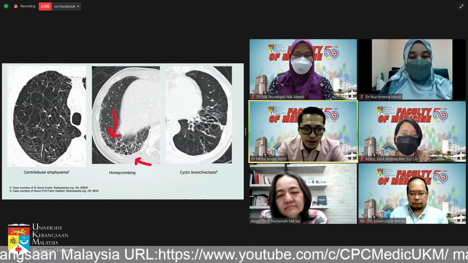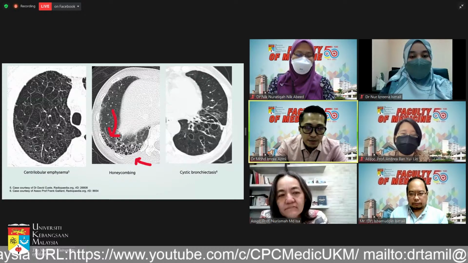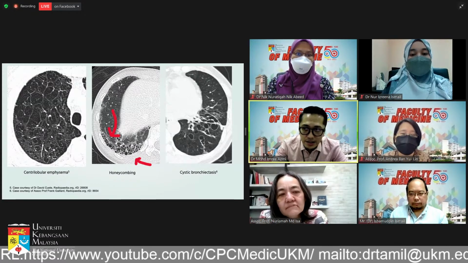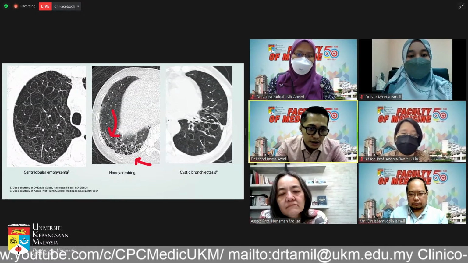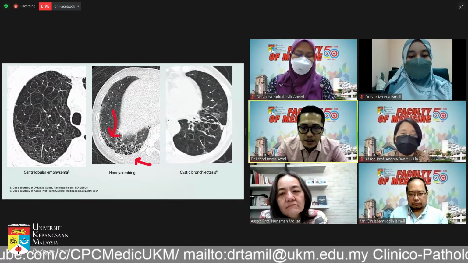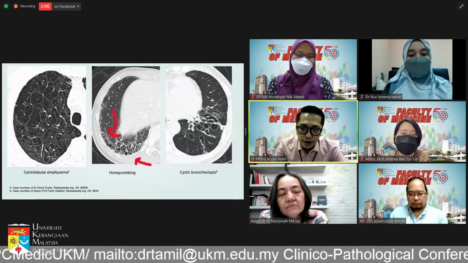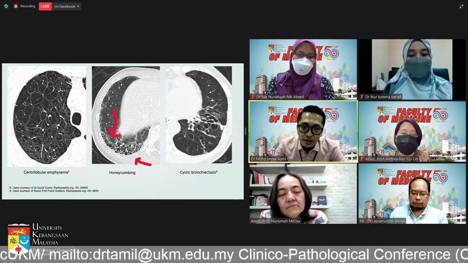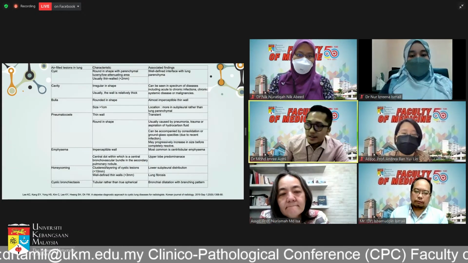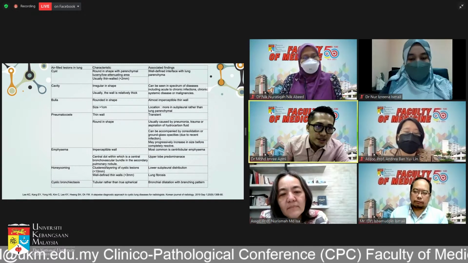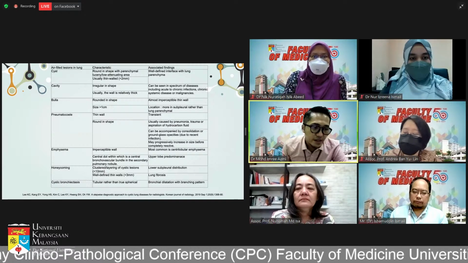Next is honeycombing. Honeycombing is the end-stage result of a fibrotic lung disease. It is a clustered layering of cysts, predominantly seen in the bibasal lung. And last but not least is cystic bronchiectasis. Bronchiectasis is a dilated, non-tapering airway, and the cysts are in continuation with these bronchi. This is a summary of what I've just talked about: the cyst, cavity, bulla, pneumatocele, emphysema, honeycombing, and cystic bronchiectasis.